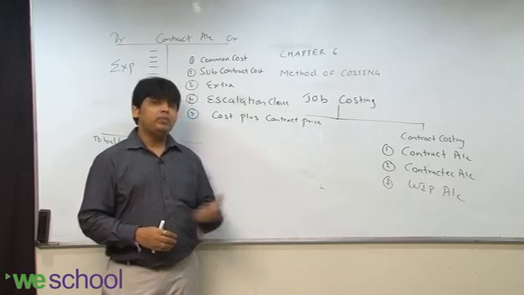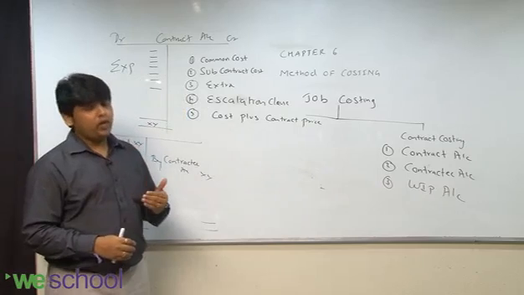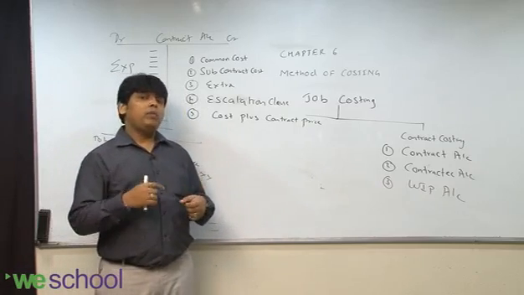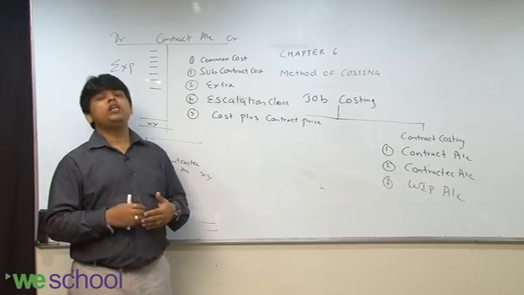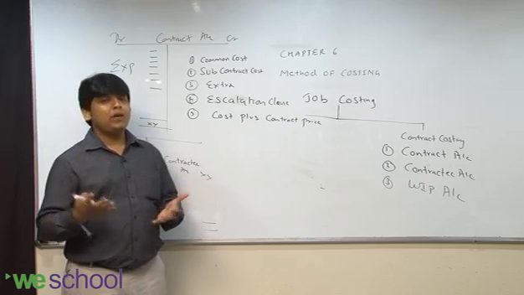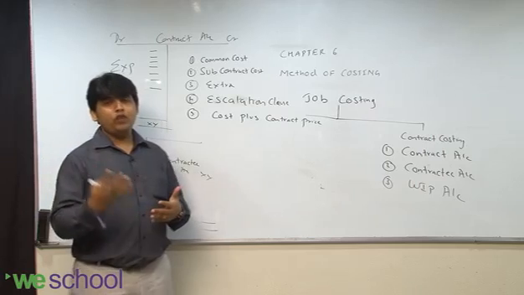This method is implemented by those companies who know that they are doing a job for a particular period, but that job is not going to end in 1 year. It may take more than 1 year, 2 years, 3 years, or there is an example of 12 years also in front of you.